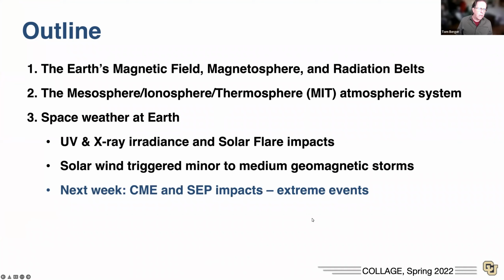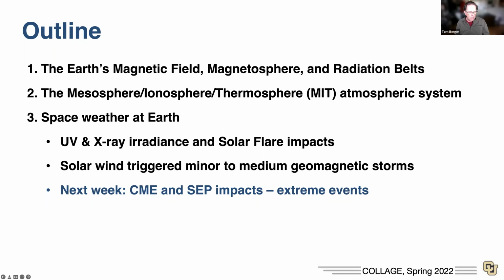Well, just to go through the outline formally, we'll start by talking about the Earth's magnetic field and what that means in terms of creating a magnetosphere, radiation belts. We'll then talk about what I call the mesosphere, ionosphere, thermosphere system, or MIT system. That sort of rolls off the tongue better than ionosphere, thermosphere, mesosphere system, which you'll sometimes see, or ITM. Anyway, that's the upper atmosphere of the Earth and how that interacts with the interplanetary environment to give us some space weather effects.